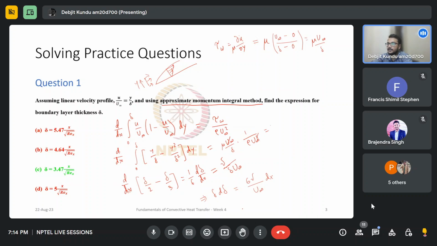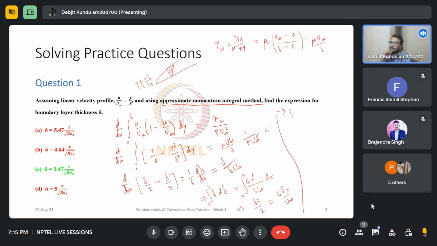So now if I integrate, this becomes delta squared over 2. This is from 0 to delta, and this goes from 0 to x. These are all constants, these stay as they are. So this becomes 6 mu by u infinity into x. So I'm moving this here.